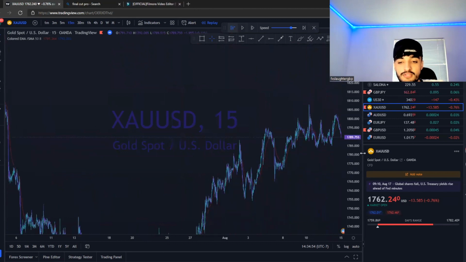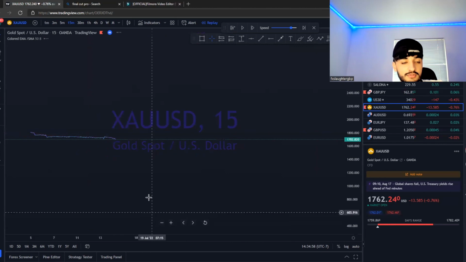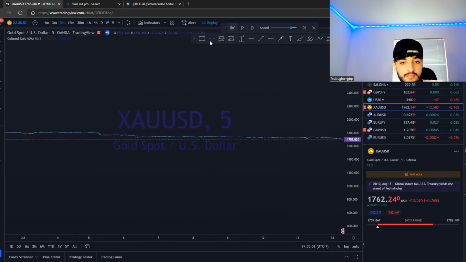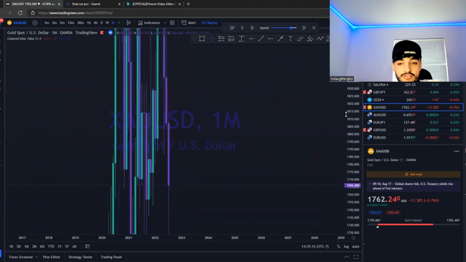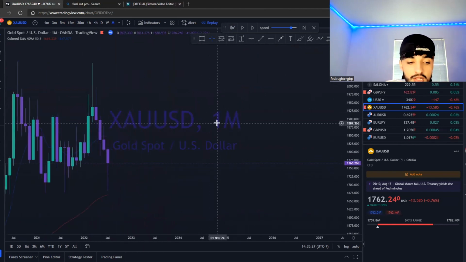Just so you guys know, I'm not cheating. I'm just gonna go like this and choose a random spot. So let's analyze this setup. If I were to trade gold, this is how I would trade it as a scalper.